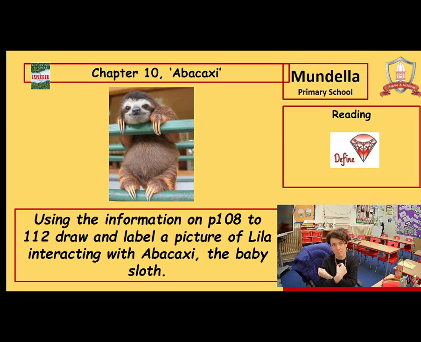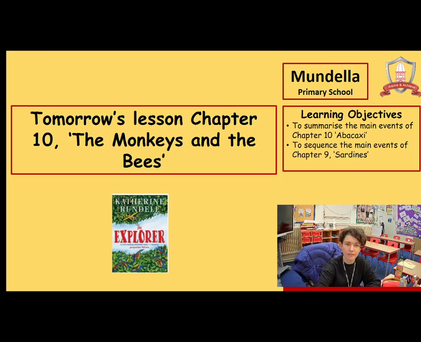So she holds him, he eats pineapple, things like that you can start to draw. But you can draw a series of pictures. Label what is going on in your picture or pictures to explain that relationship that's starting to build between Lila and Abacaxi, the baby sloth. Okay, so pause the video now to read those pages and to draw and label a picture of Lila interacting with Abacaxi. If you'd like to do more than one picture, you can.